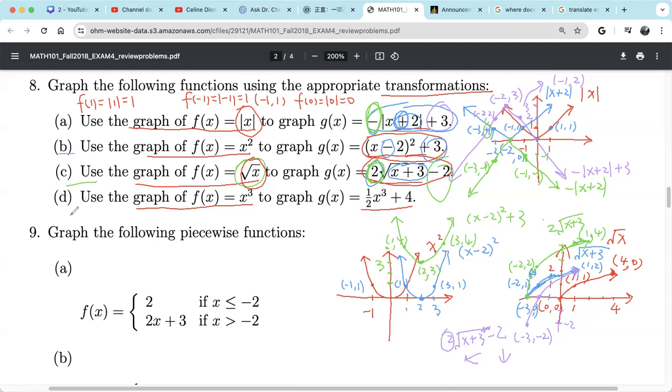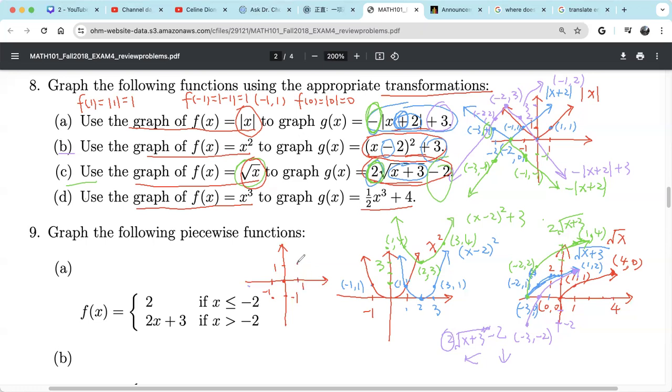Okay, lastly, we have this D. We want to use x cubed to graph half of x cubed plus 4. Let's see if we can do it here. Let's do red color first. So for the x cubed graph, you can also use 3 points. If it's -1, we get -1, right? So we'll get this point. And if it's 0, it's 0, because 0 cubed is still 0. -1 raised to 3 is still -1. And positive 1.